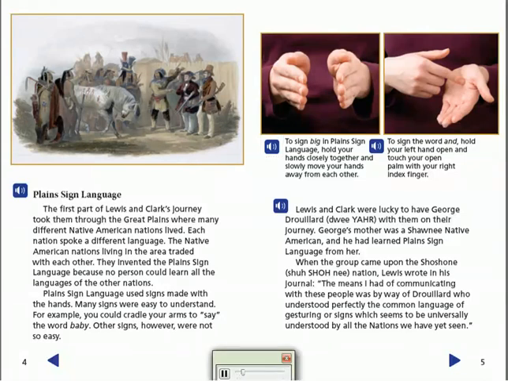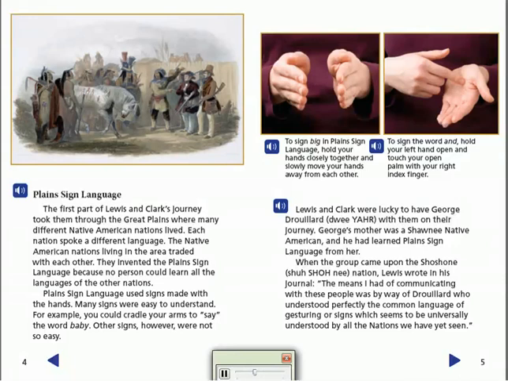To sign the word "and," hold your left hand open and touch your open palm with your right index finger. Lewis and Clark were lucky to have George Drouillard with them on their journey. George's mother was a Shawnee Native American, and he had learned Plains Sign Language from her.